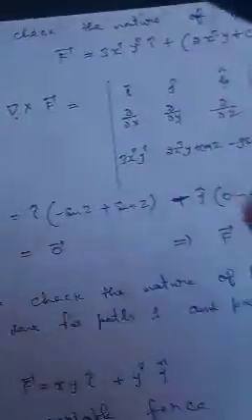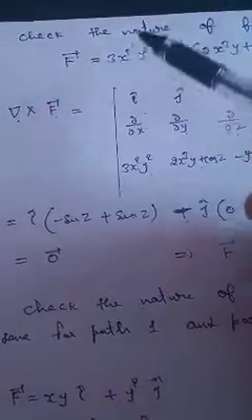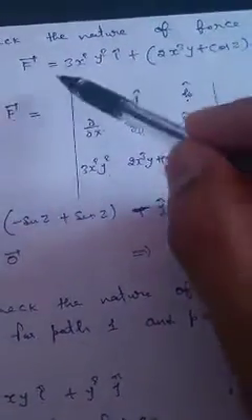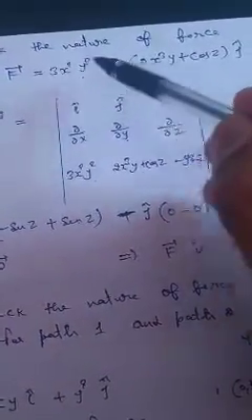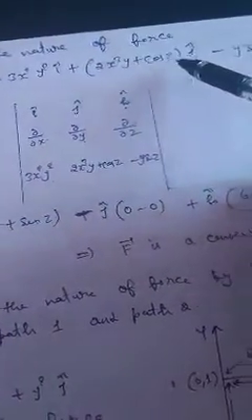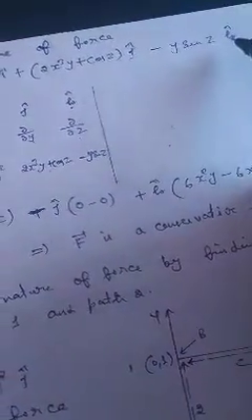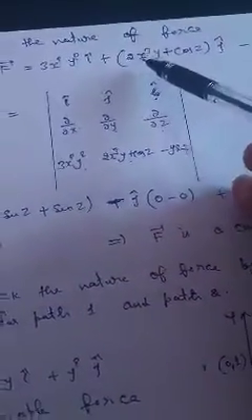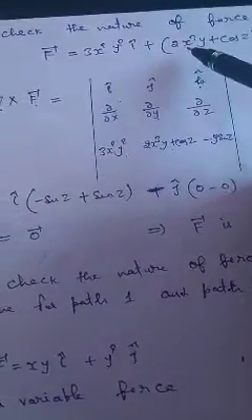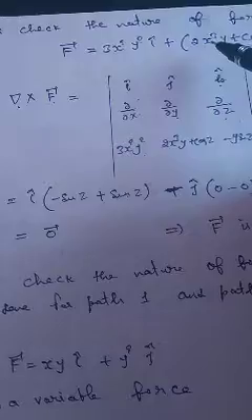Now what we'll do is we'll do these two examples. We'll check these examples. The first one is, let's say, a force is given: 3x square y i cap plus 2x cube y plus cos z j cap minus y sin z k cap. And what we have to check? We have to check whether this force is a conservative force or non-conservative force.